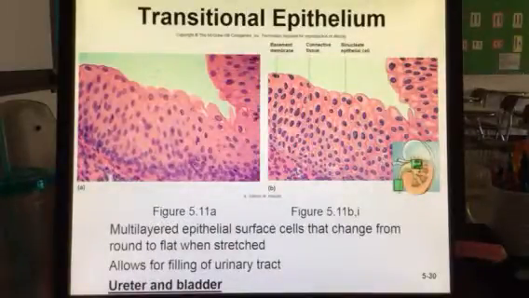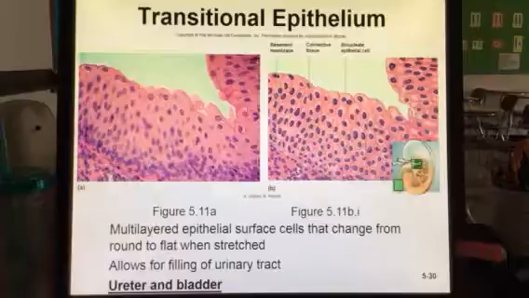Transitional epithelium we find in the ureters and the bladder. This is going to be hard to identify on this slide because it's called transitional because it changes shape. It is round and flat. So it's round when it's not stretched, and then when that bladder stretches out, the cells have a flat appearance. So in the microscope, it may be hard to identify transitional other than looking at what the slide label says. But we see this in our bladder, and this allows for the filling of our urinary tract. That epithelium has to be able to stretch.